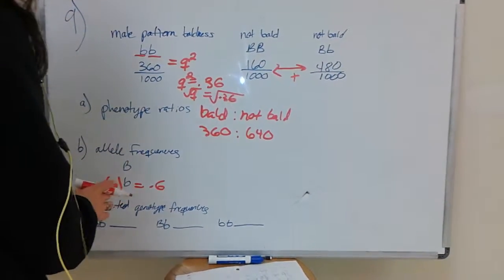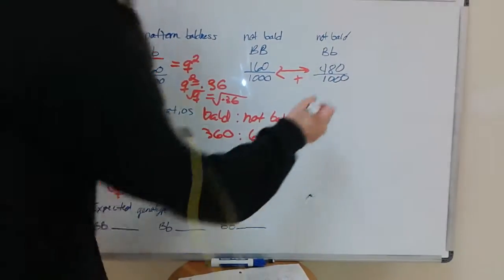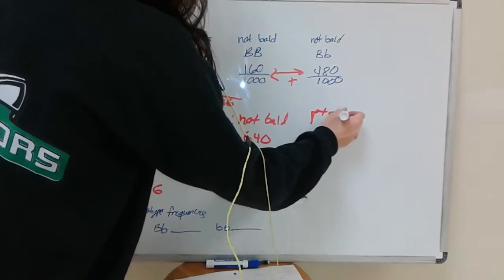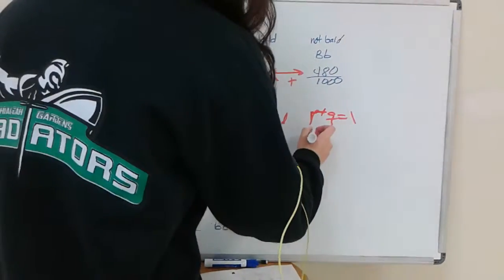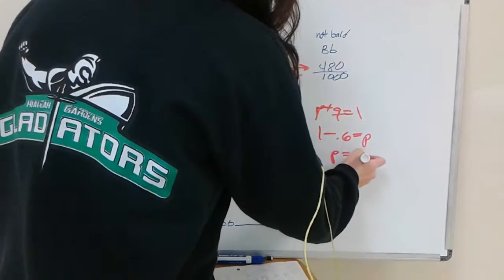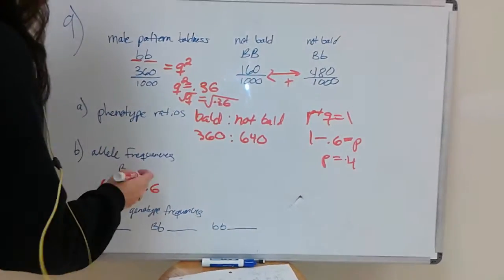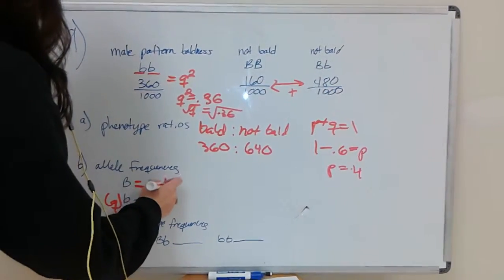Now that we have q, which is little b, we can find big B by simply using the equation p plus q equals 1. So since q was 0.6, 1 minus 0.6 equals p. So p equals 0.4. So there we found the allele frequency for big B, which is 0.4.